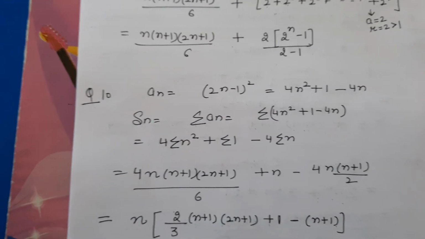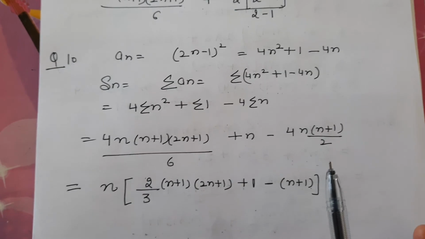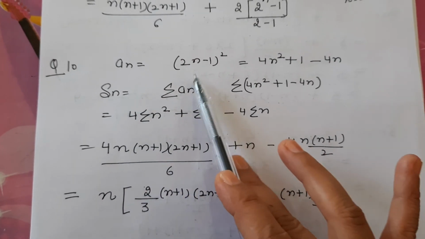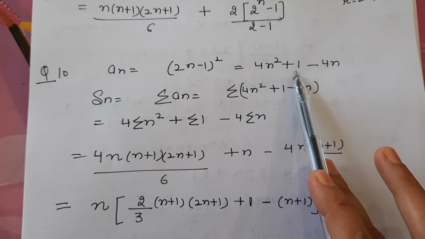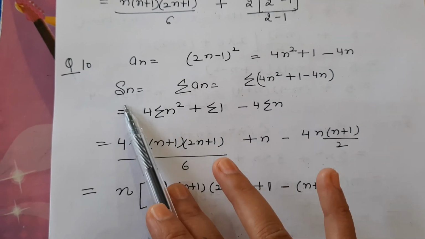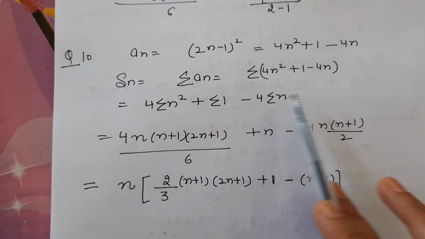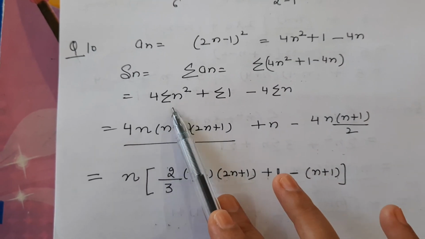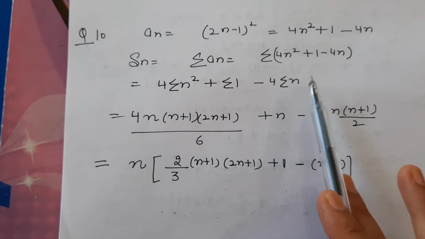Question number 10. Find the sum of n terms of this series whose nth term is given. This is given. Expand your square, you will get 4n square plus 1 minus 4n. Now find Sn. It is summation an. Write this. Now split your summation. So you will have 4 into summation n square plus summation 1 minus 4 into summation n.